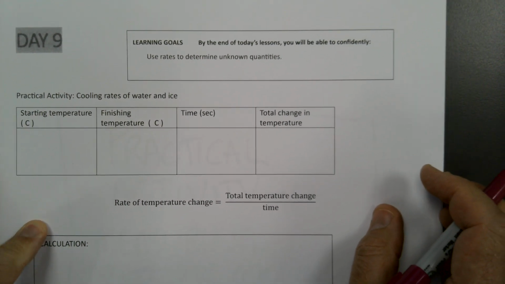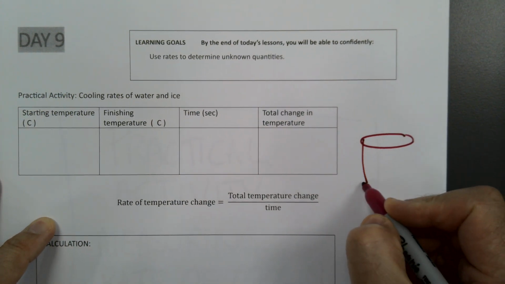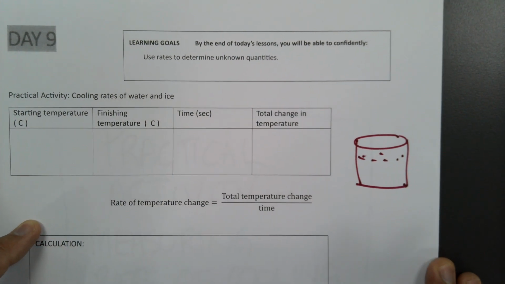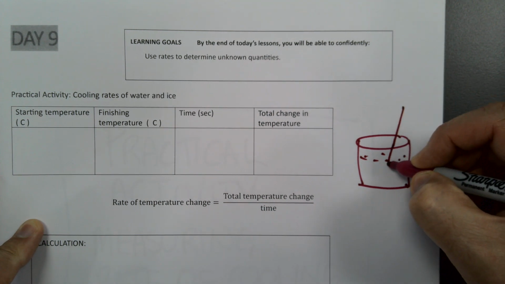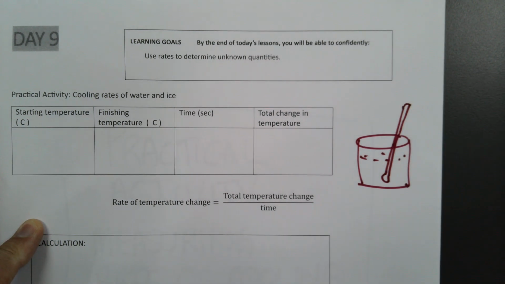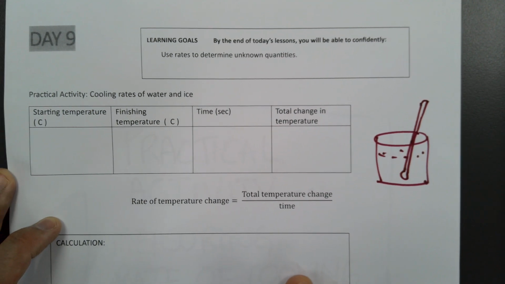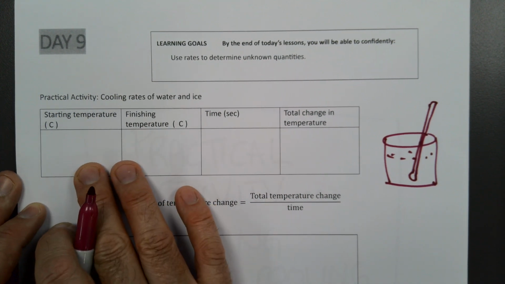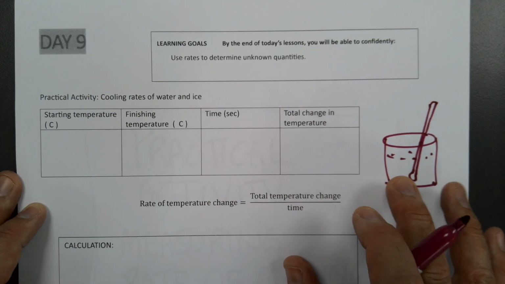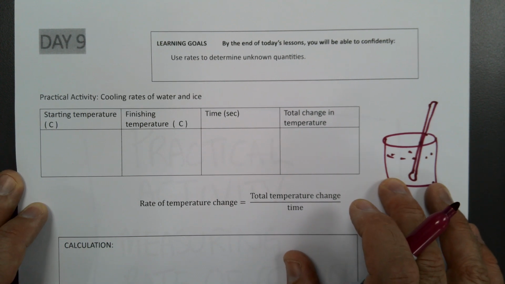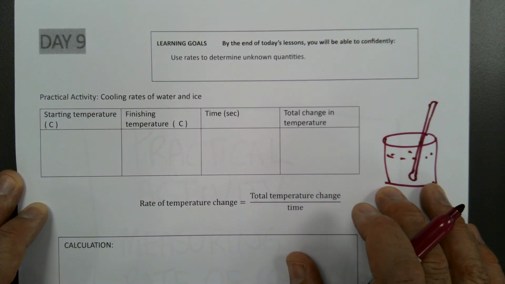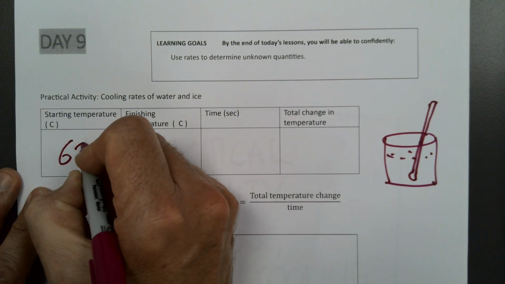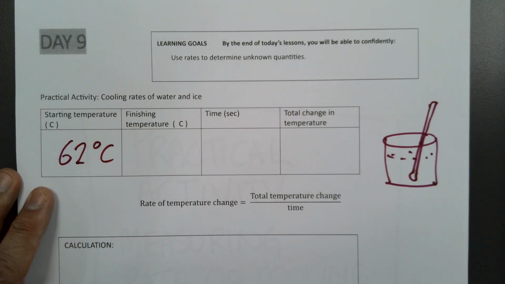You're going to have a container with some hot water in it, and you're going to have a thermometer in the water. What you'll do is write down the starting temperature. So it's hot-ish, warm-ish water. Before anything happens, you're going to have a starting temperature. So let's say, just for giggles, you got 62 degrees Celsius.